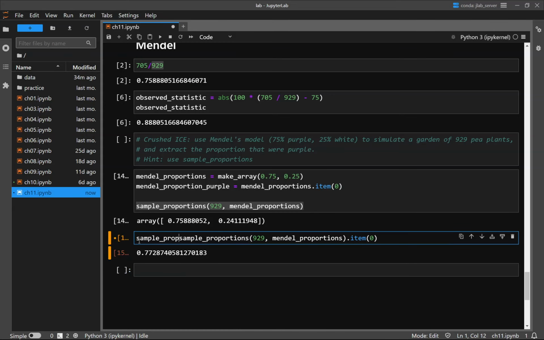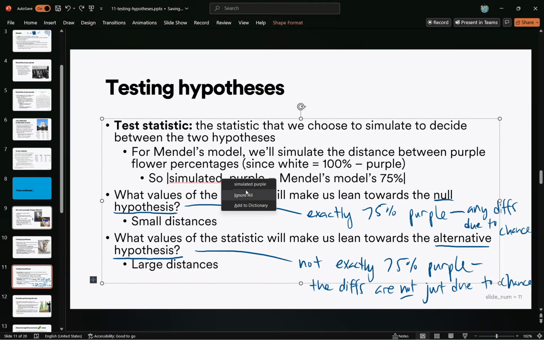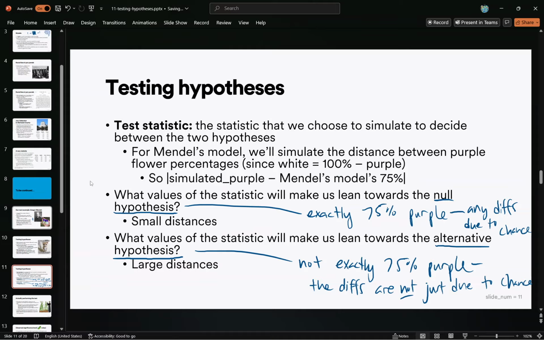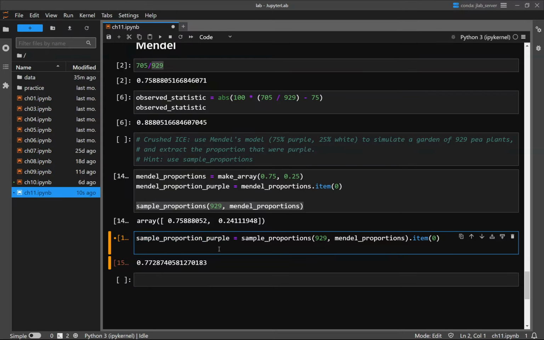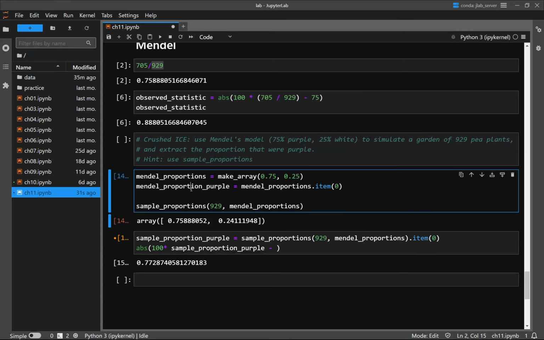Sample proportion of purple is that. And then I can use this number, whatever I got, to calculate this. So, what do I want to calculate? It was the absolute value of, take the simulated proportion, which is not quite a percentage yet. We've got to multiply it by 100, right? So 100 times that. And then we subtract Mendel's 75% model proportion, which I've also saved here.